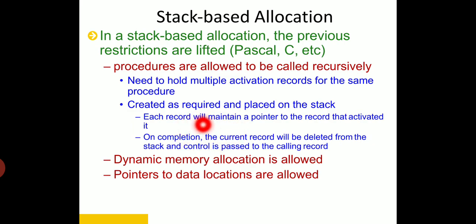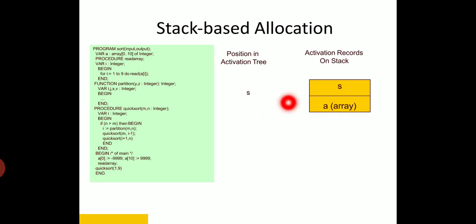Then each record will maintain a pointer to the record that activated it. Like that, it will be managing that stack. Dynamic memory allocation is also allowed in the case of stack. Pointers to data allocations are allowed. When we use pointers in programs, we can use pointers also, because pointers mean dynamic memory allocation. Stack supports that.